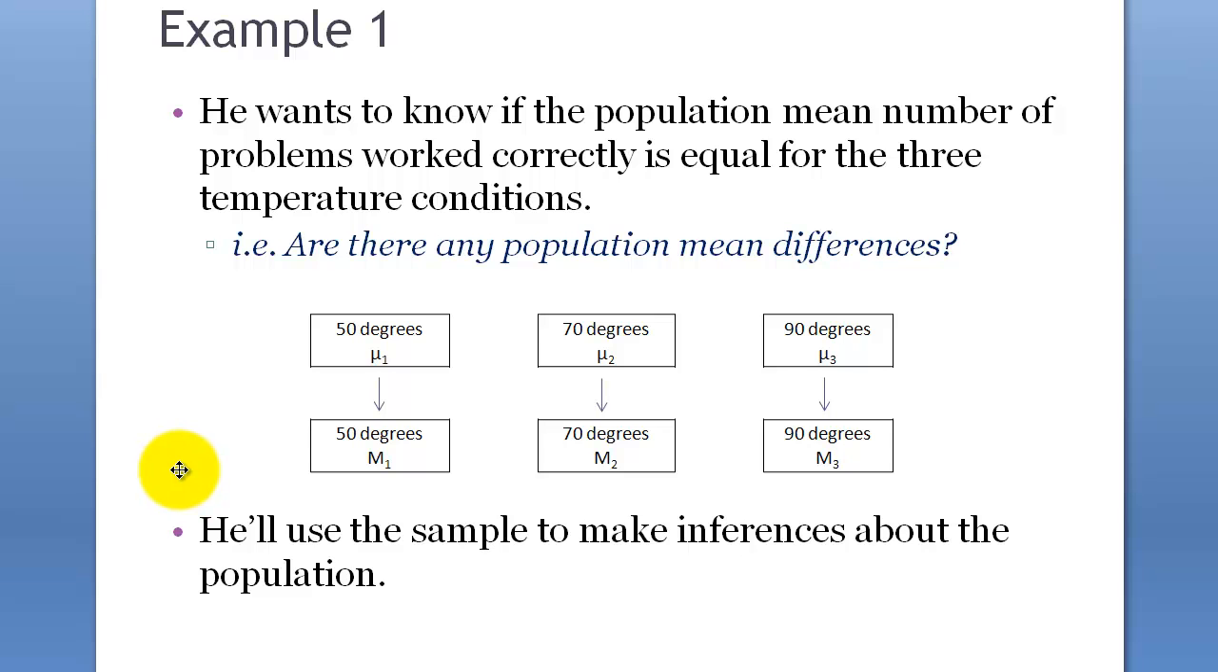When we create hypotheses, this is mu1, mu2, mu3, and for samples we use notations like M1, M2, M3, just like previous examples with comparing 2 groups. We just have 3 groups this time.